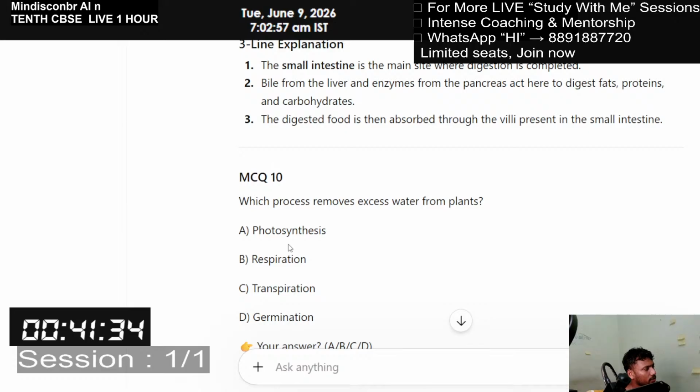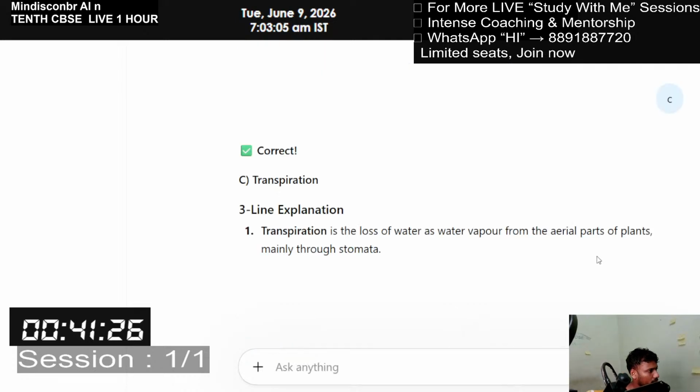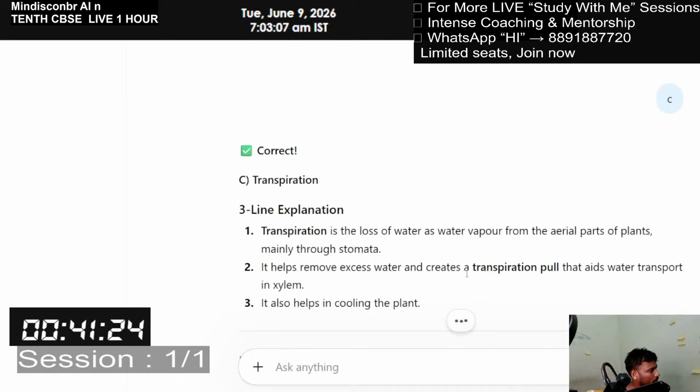Which process removes excess water from plants? Transpiration. Transpiration is the loss of water as water vapor from the aerial parts of the plants, mainly through stomata. It helps remove excess water and creates a transpiration pull that aids water transport in xylem. It also helps in cooling the plant.